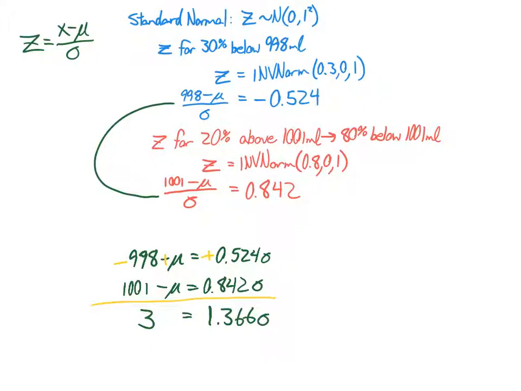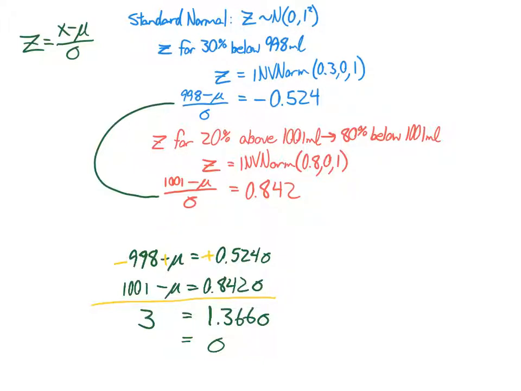And that way, when I add it together, my mu's cancel out, and I have 3 equals 1.366 sigma. So they don't equal each other? Like, how do they relate to each other? They relate to each other because mu equals mu and sigma equals sigma. They have the same two variables. Okay? So my system of equations has two variables. So I multiplied this by sigma on both sides to get this. I multiplied this by sigma to get this. And now I'm just solving the system.